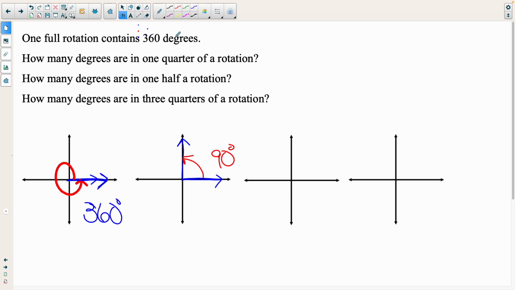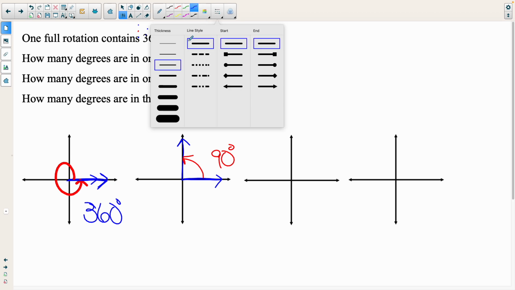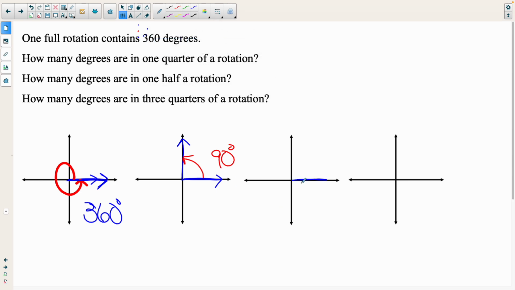Okay, we've already talked about half a rotation when we were looking at going from one end of the x-axis to the other. Half a rotation will bring us from the positive x-axis over to the negative, and that's our 180 degree rotation. How many degrees are there in 3/4 of a rotation? 270. Excellent, 270. It's 3/4 of the way around.